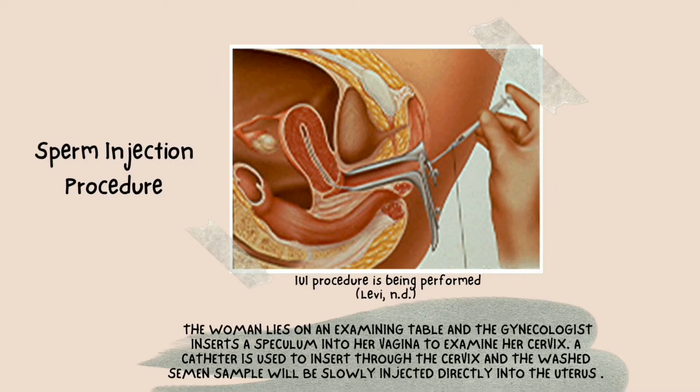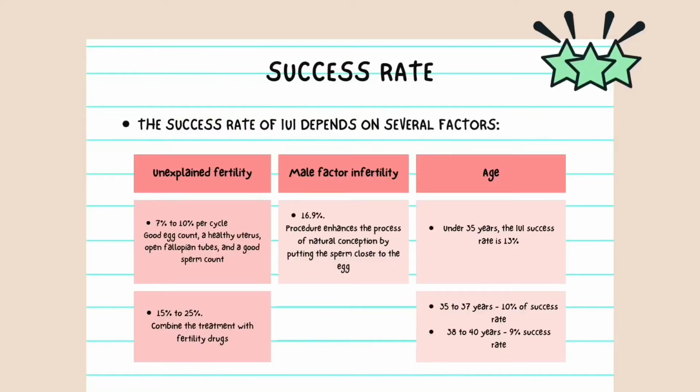Next, the subject, who is the woman or patient, will lie on an examining table and the gynecologist in charge will insert a speculum into her vagina to examine the cervix. A catheter is inserted through the cervix and the rinsed semen sample will be slowly injected directly into the uterus. After a few days, the patient can test for a pregnancy by using a pregnancy kit or visit clinics nearby. Moving on to the next slide, the success rate of IUI treatment depends on several factors.